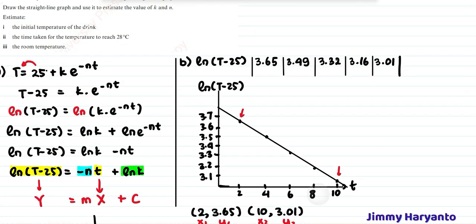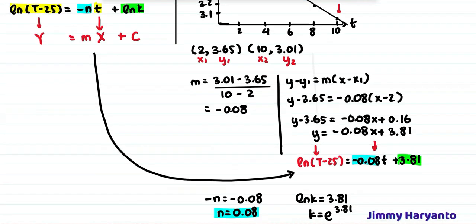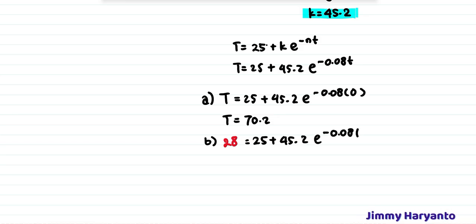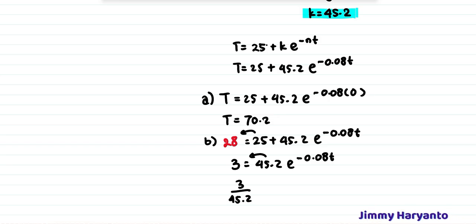Next is to find the time taken for the temperature to reach 28. So this time we have to replace the temperature with 28. So 28 equals 25 plus 45.2 e to the power of negative 0.08 times t. The question wants you to find the t. Yeah, so you move the 25 first. We have 3 equals 45.2 e to the power of negative 0.08t, and then you move the 45.2. 3 divided by 45.2 equals e to the power of negative 0.08t, and then let's calculate this one.